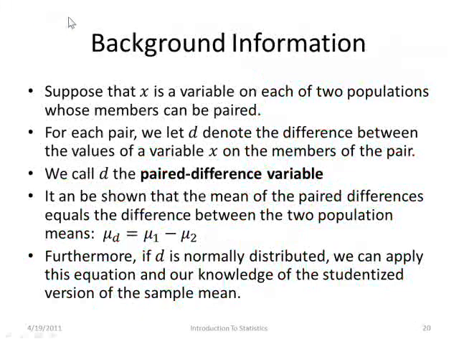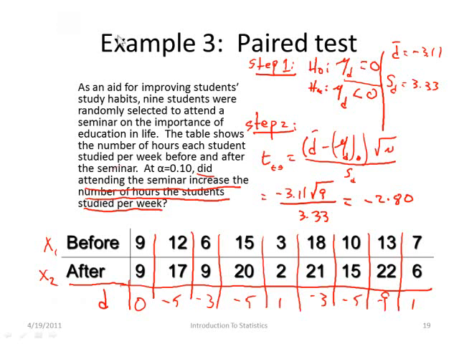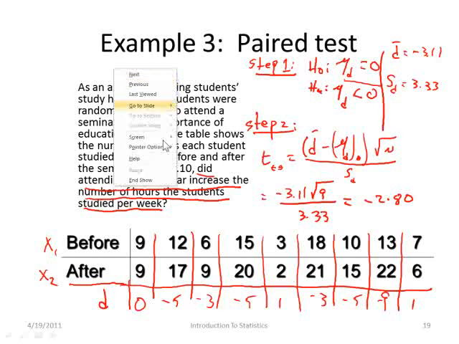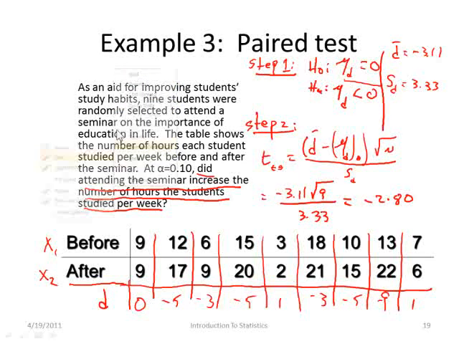So step number 3 is to sketch our region. So we're going to draw a T curve. And we got a lower bound test, so I'm going to shade this lower region here. And our alpha level is 0.1.